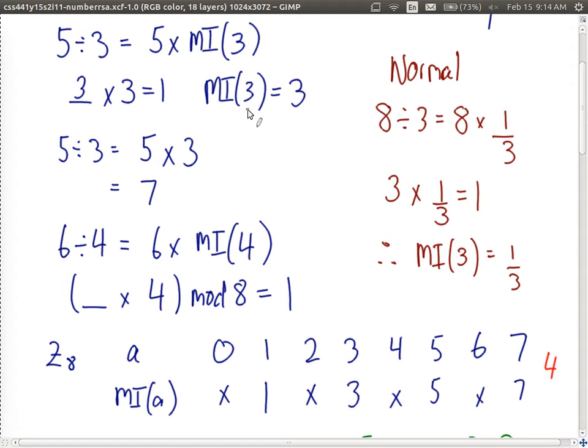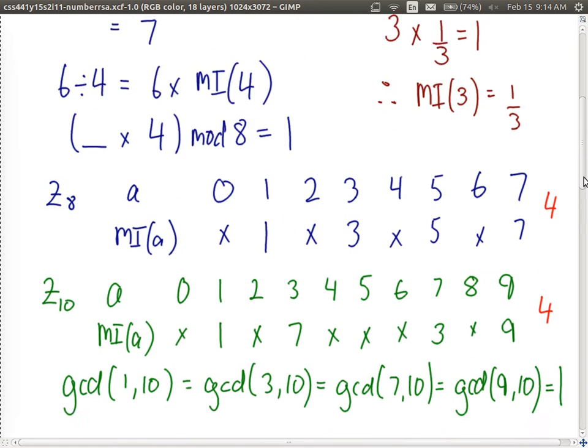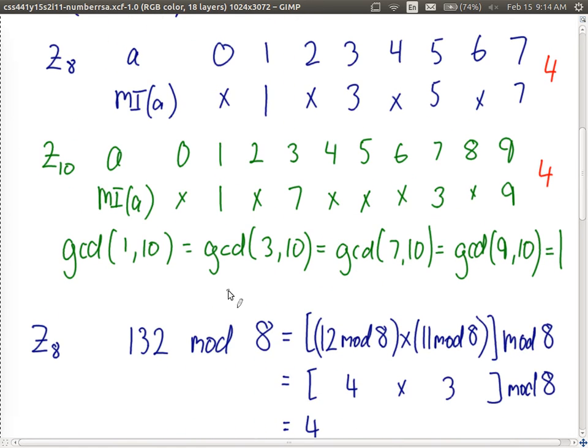Similar with subtraction. With subtraction, we add the additive inverse, the number that we add to it such that we get 0. Not every number has a multiplicative inverse. Every number has an additive inverse, but not necessarily a multiplicative inverse. And a number has a multiplicative inverse if it is relatively prime with the modulus n.